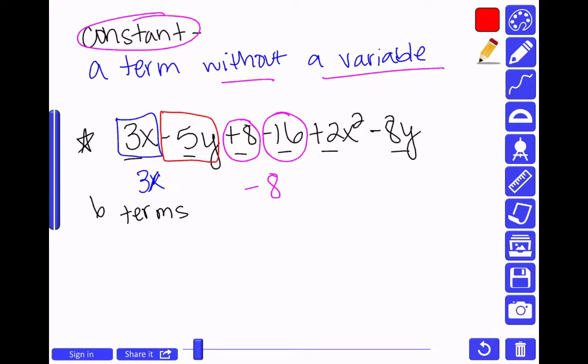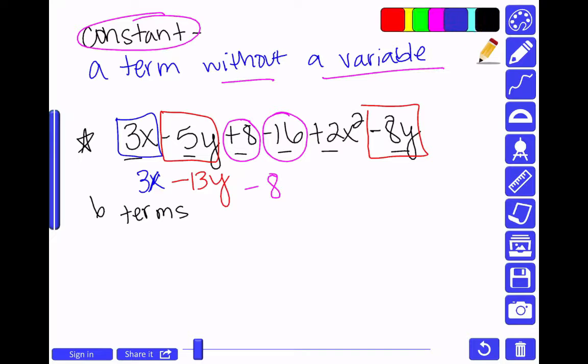The minus 5y does have a like term in minus 8y. That is going to be minus 13y when I combine them. And lastly, the 2x squared does not have another like term, so it will stay plus 2x squared. So that is the simplified version of this expression. It is important to note, again, that this is an expression and not an equal sign. And so we are combining like terms throughout the expression.